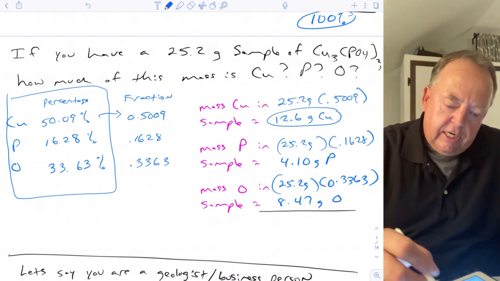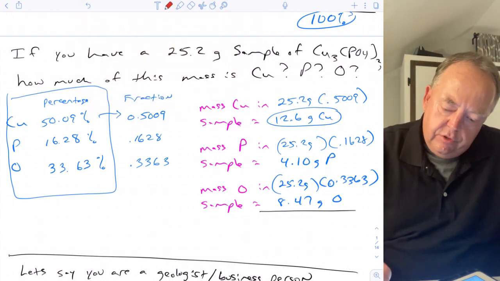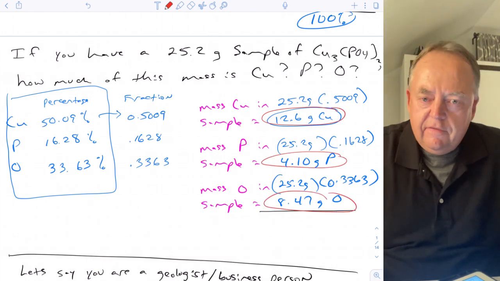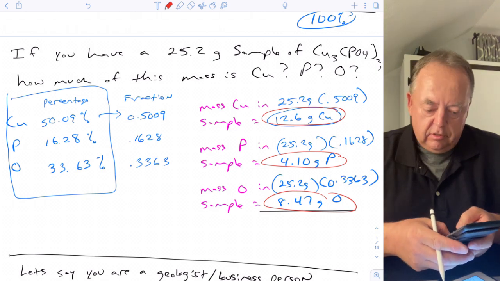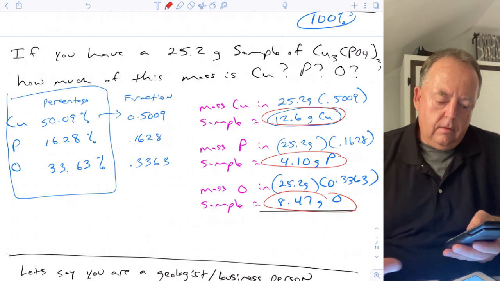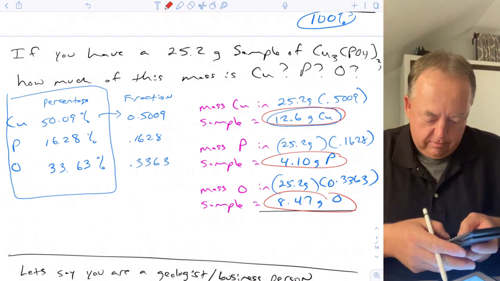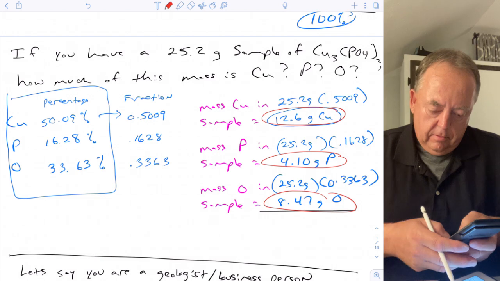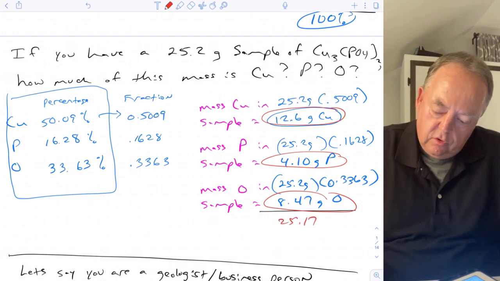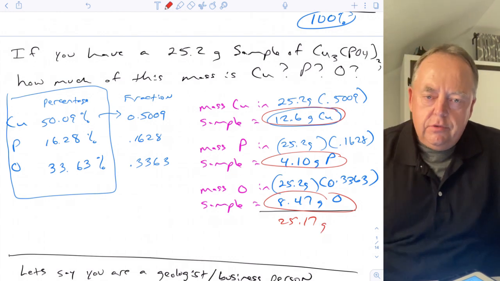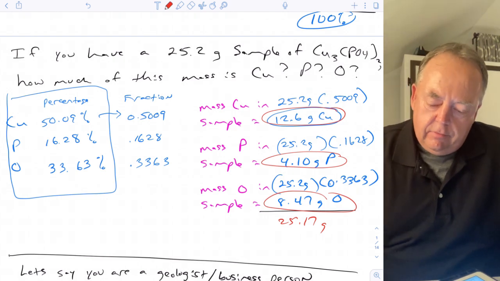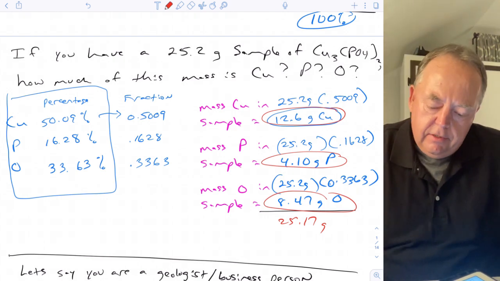And so there's a good way to check yourself, to make sure you didn't make any mistakes. How would you do that? Just take those numbers and add them up, and you better get 25.2 back. Otherwise, you made a mistake somewhere. Whoa, I think I made a mistake in my calculator. So yeah, you get 25.17 grams. Why isn't it exactly 25.2? Because of rounding errors, right? If we didn't round these numbers at all, then we would get the 25.2 back.